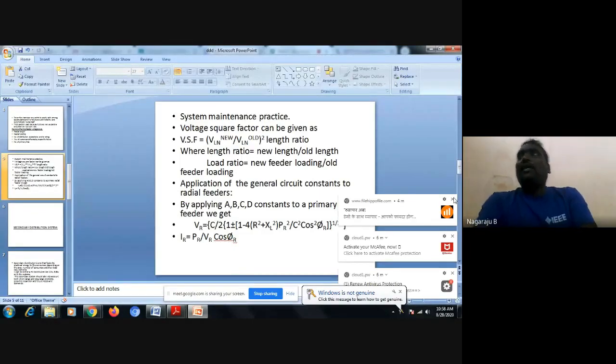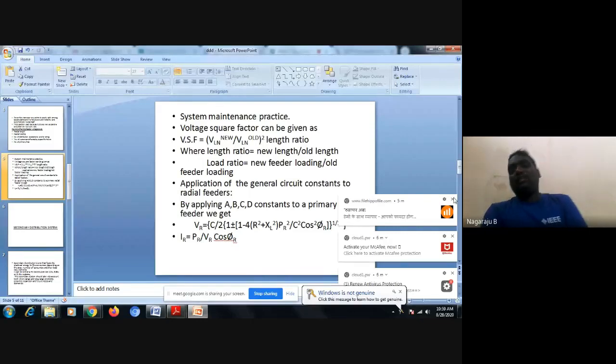I need the current at the receiving end. Ultimately, we will calculate the current: I_R is equal to P_R divided by V_R into cos phi_R. This I_R depends on the sending end voltage and sending end current. That's why we need a relationship between the sending end voltage and receiving end voltage, along with the sending end current and receiving end current, by the formulas of transmission line parameters.